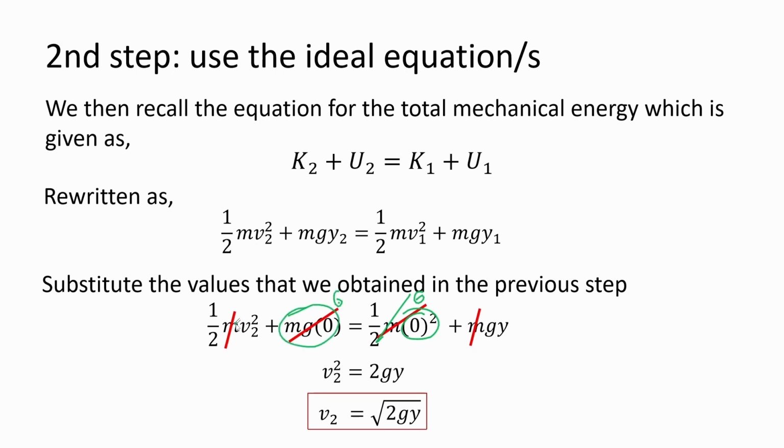So since the mass is common to both, the mass cancels out and you are left with 1 half v squared equal to gy. So we cross the 2 here, hence we get 2gy. So the velocity at the bottom is equal to the square root of 2gy. Nice.